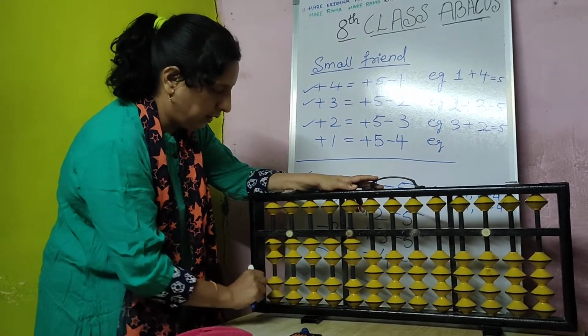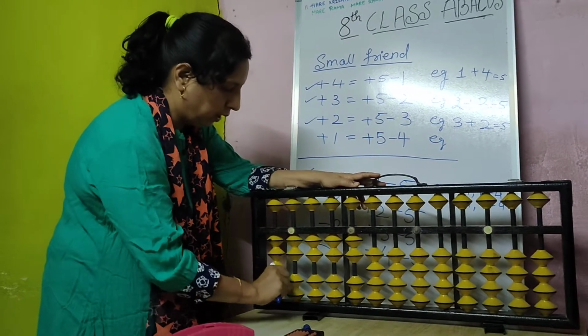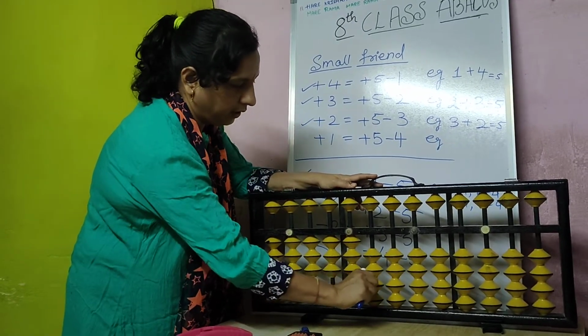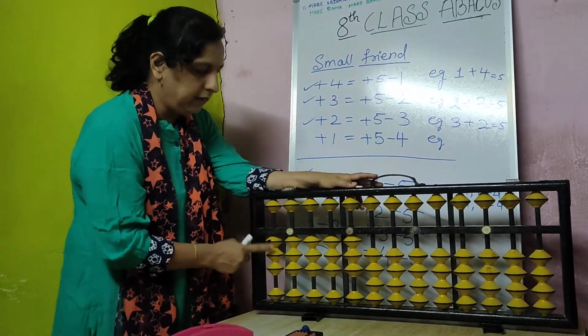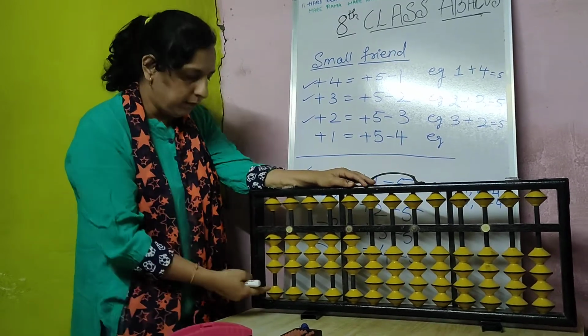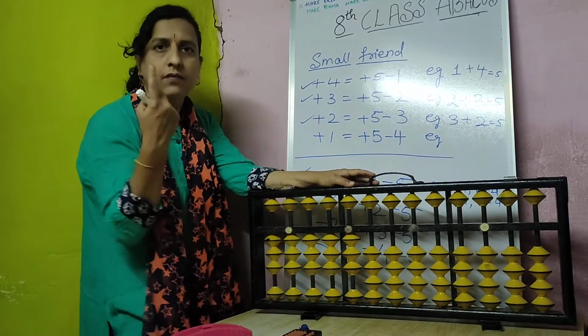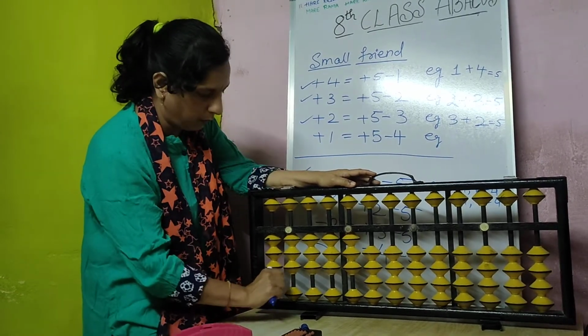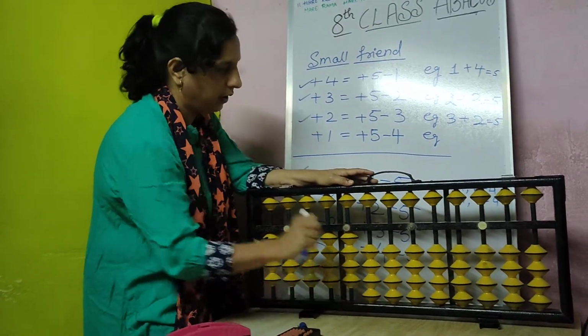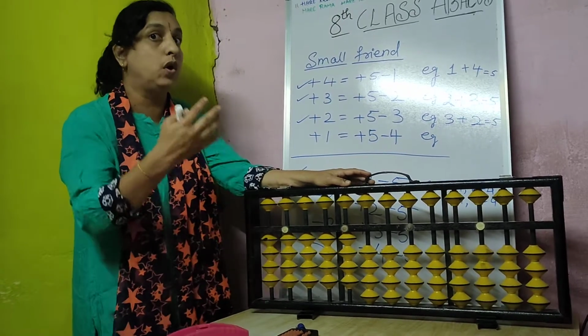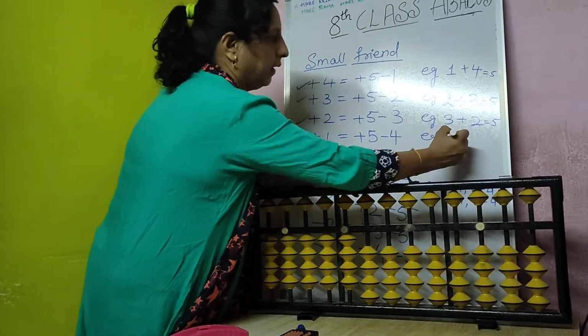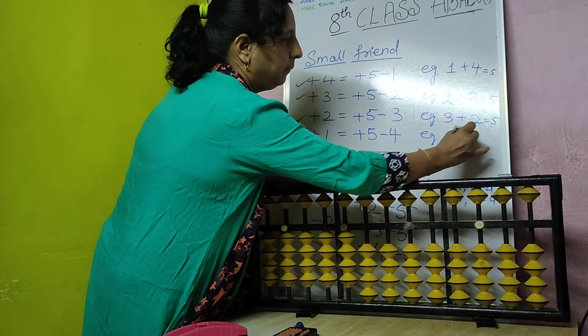So again when 2 is there, then also I can do 1. Then again when there is 3, that time also if I want to do 1, I can do 1, because one single bead is there. No problem. When there is 4, I want to do one more 1. Like this example, 4 plus 1.